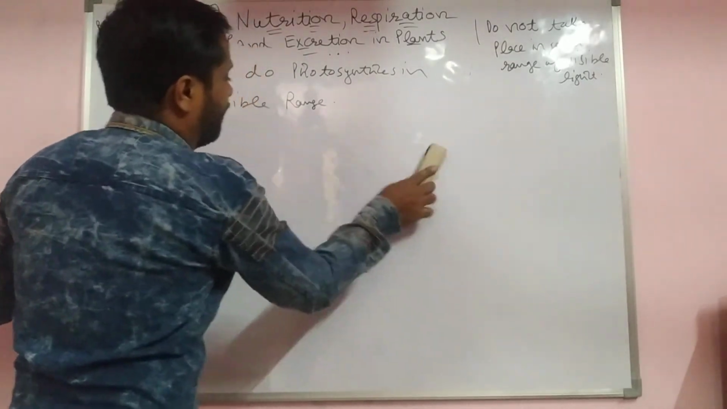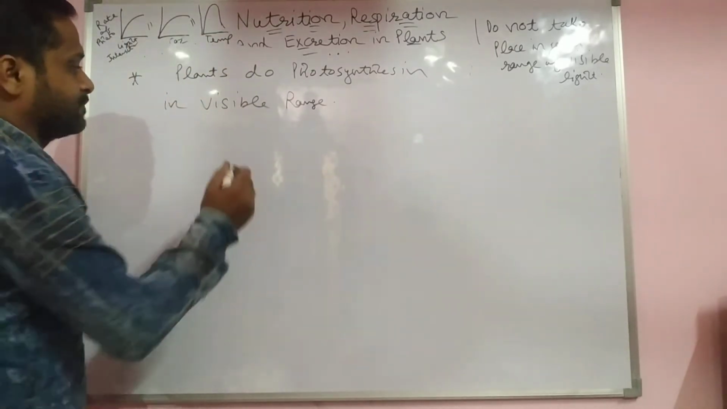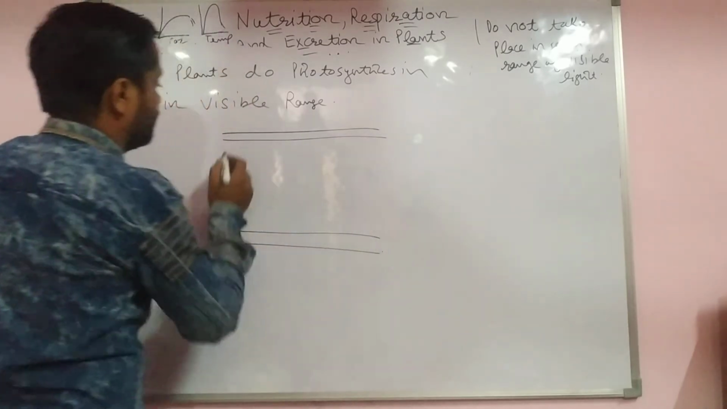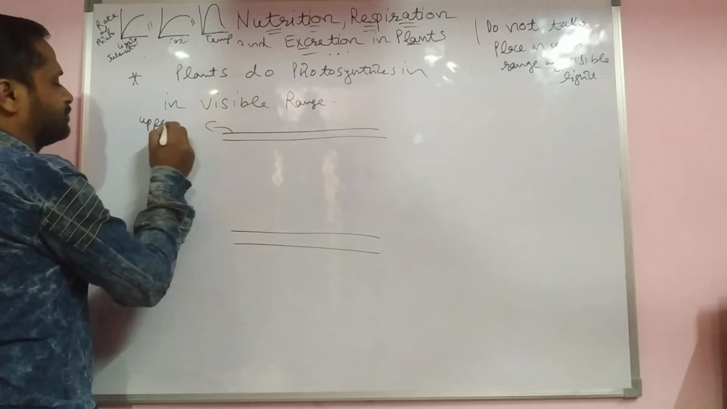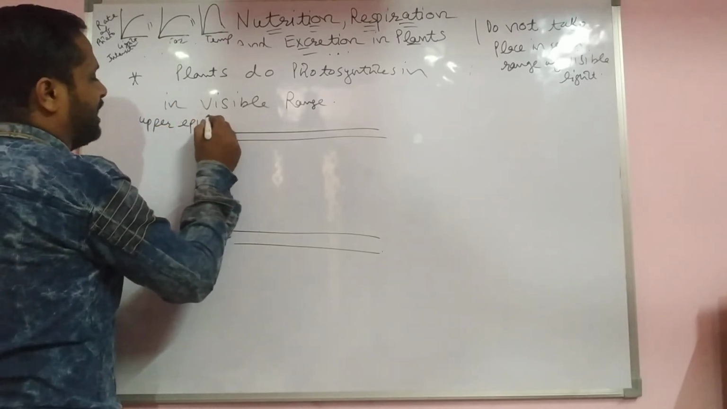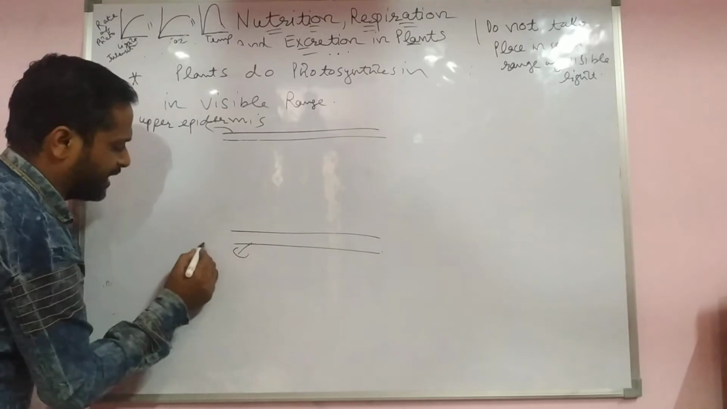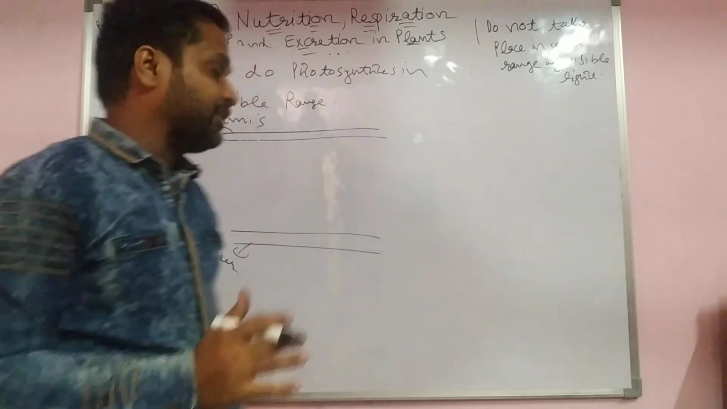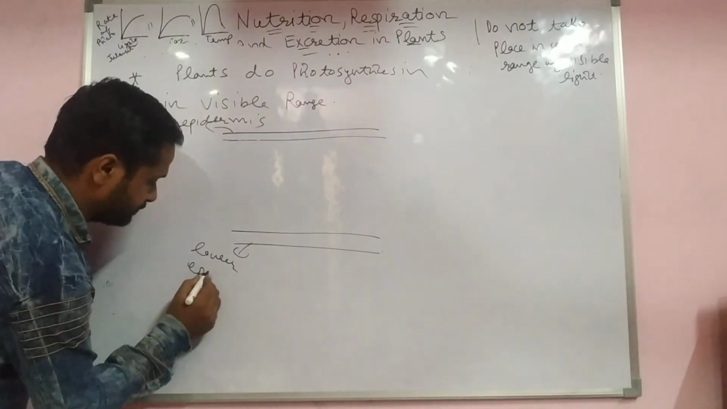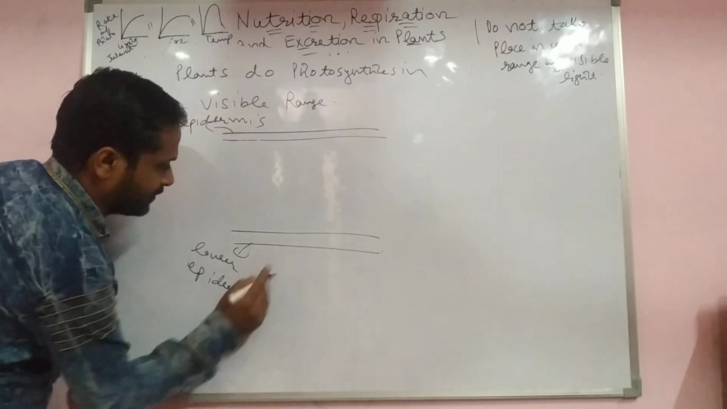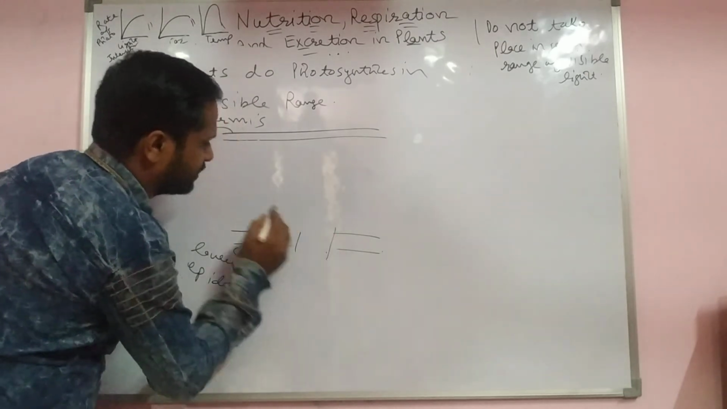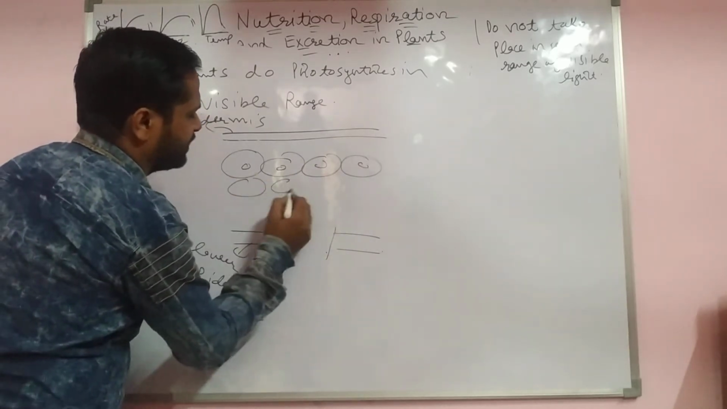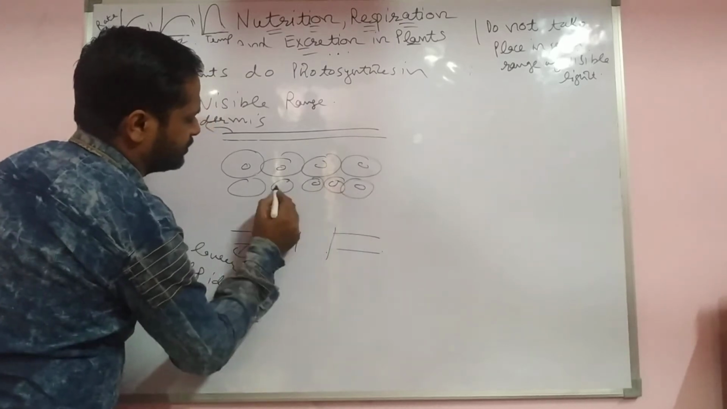And which structure is involved in photosynthesis? Yes, you know the stomata structure. In the stomata structure, that is the upper epidermis and this is the lower epidermis. Layers are there which protect the stomata from outer injury. Here the opening is there, and here mesophyll cells are there. Mesophyll tissues are mainly involved in photosynthesis.